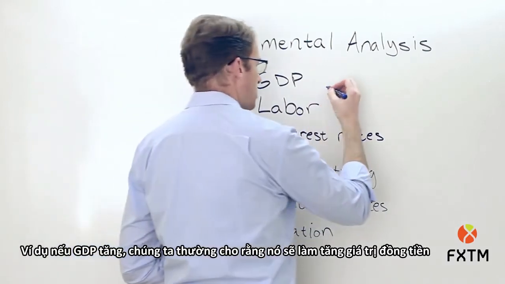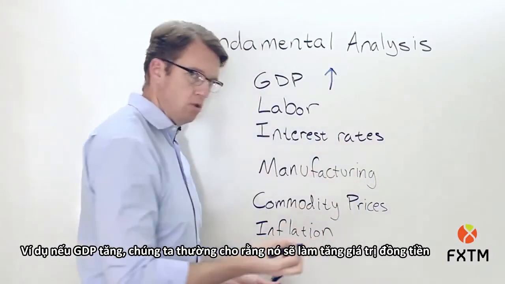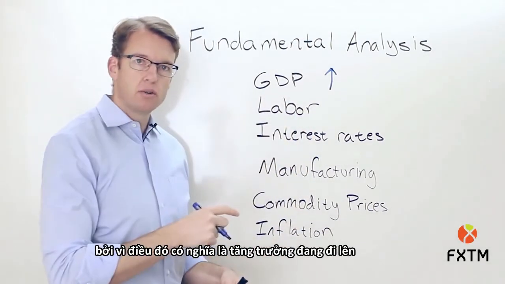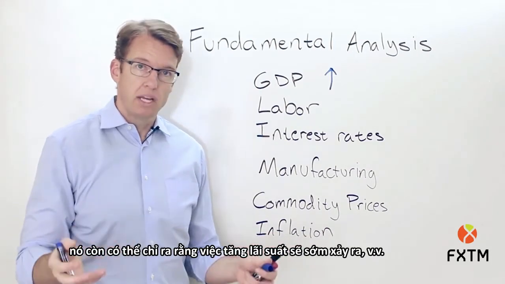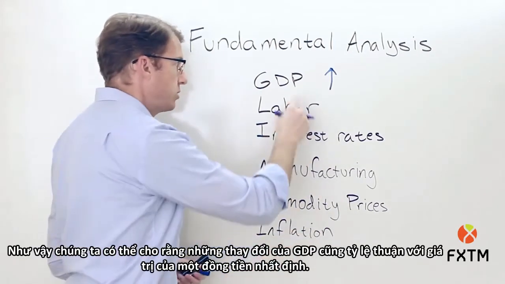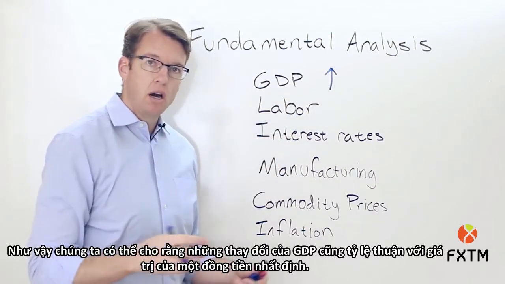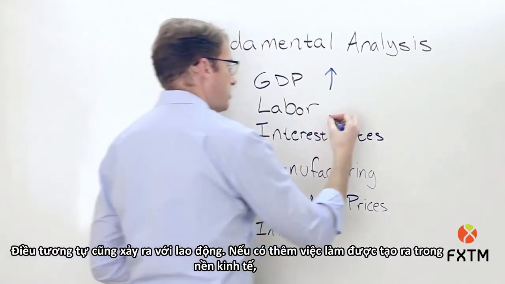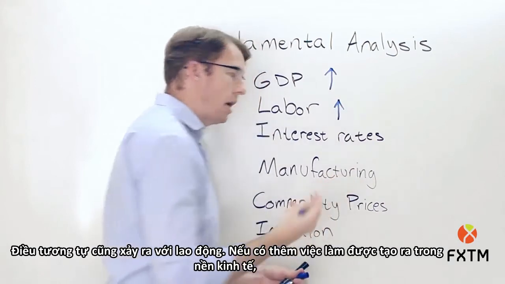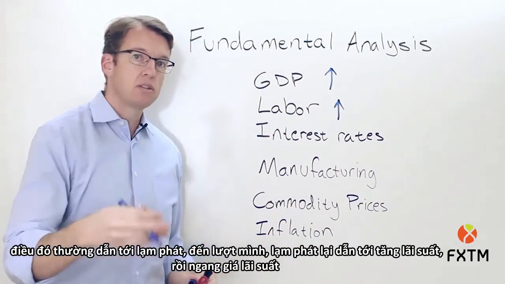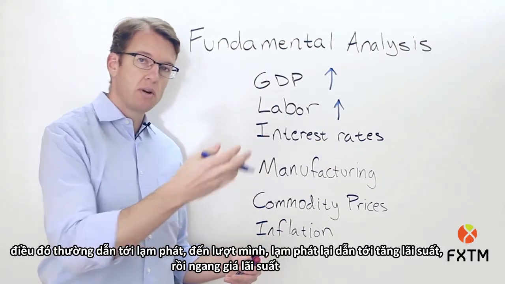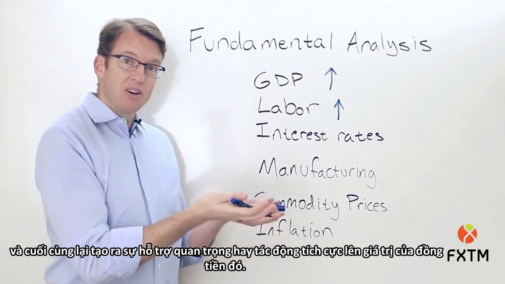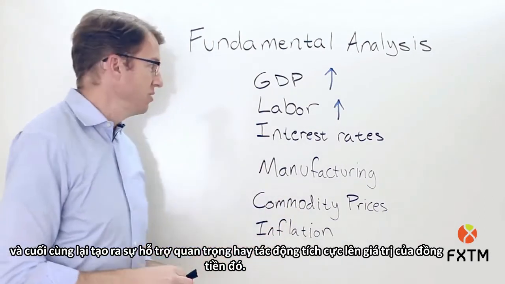So if, for example, GDP goes up, then we would normally assume that it's probably going to increase the value of the currency, because that means growth is increasing. It could also indicate that a rate increase is on the horizon, and so forth. So we would generally assume that changes in GDP are positively correlated with the value of a particular currency. The same thing goes for labor: if more jobs are being added to an economy, that does tend to drive inflation, which in turn tends to drive interest rates, which then, according to interest rate parity, will provide some underlying support or a positive impact on the value of that currency.